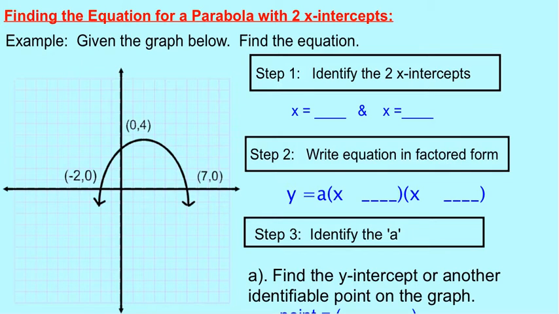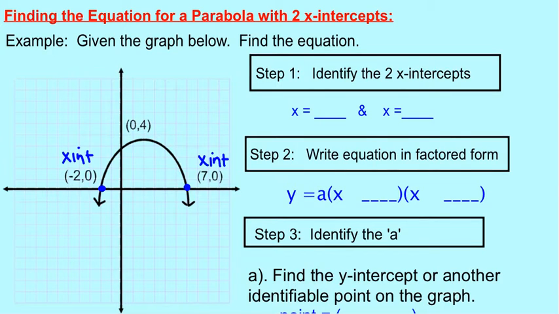So let's start off with finding the x-intercepts. The x-intercepts are where they cross the x-axis. So here's a point of -2, 0. That's our first x-intercept. And then we have another x-intercept that crosses the x-axis at 7, 0.